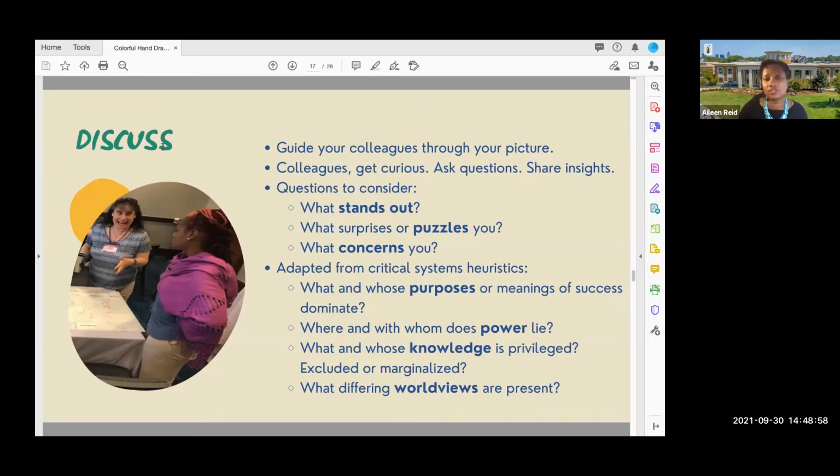Other kinds of questions are adapted from critical systems heuristics. For what and whose purposes or meanings of success dominate, right? So we want to say, from this picture, from this vantage point, what's the dominant voice? Who is successful in this? So for example, I always default to STEM ed because that's the world I'm living in, is it the PI or the research team versus the students?